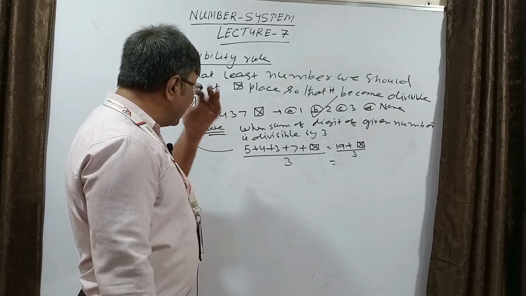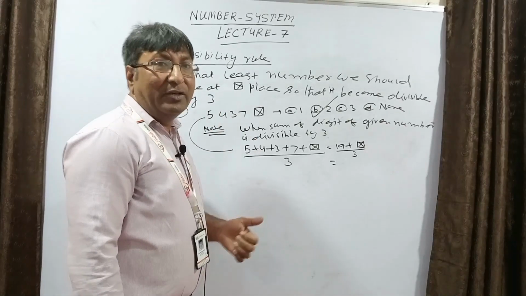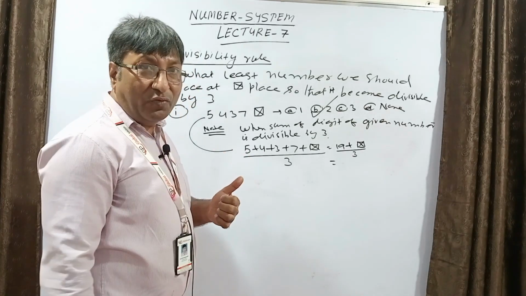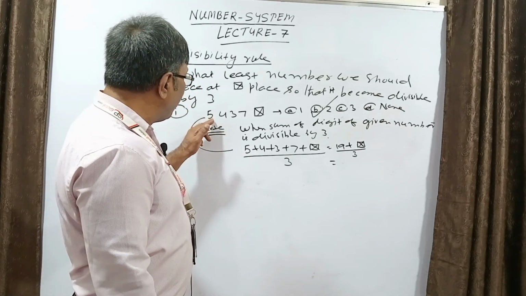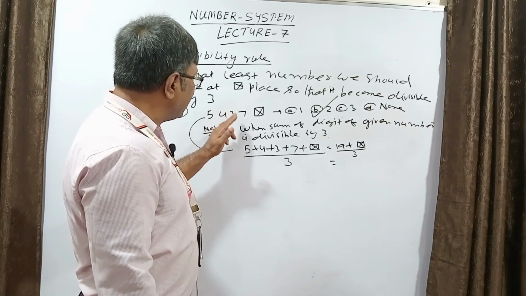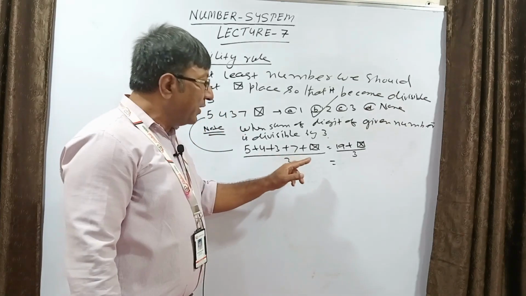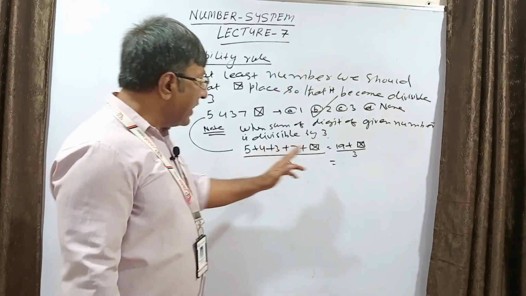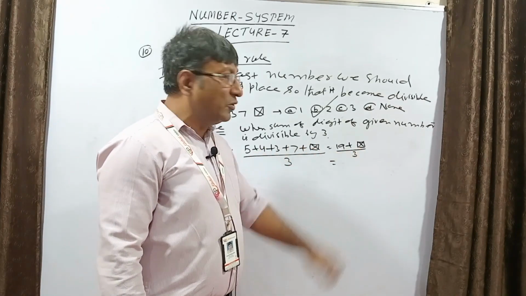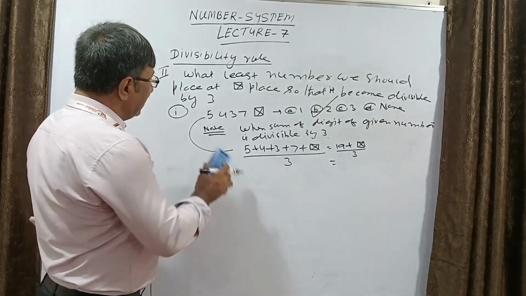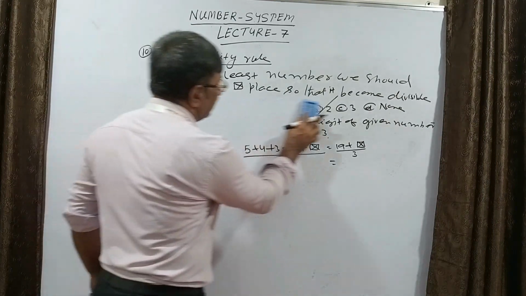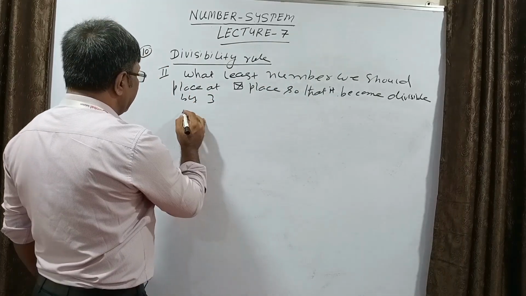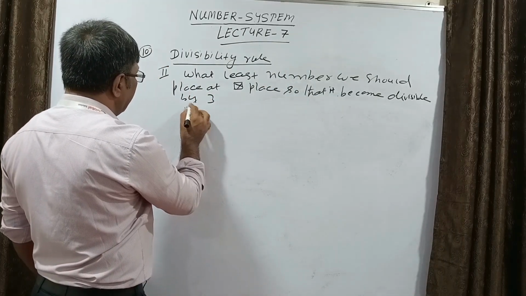So for this type of question, you can use this technique: the sum of the digits of the given number should be divisible by 3. The first step is to add the given digits, 5 plus 4 plus 3 plus 7 plus your star place, and divide by 3. So this is 19 plus star by 3. Now you can check. Okay, so I am giving another example.